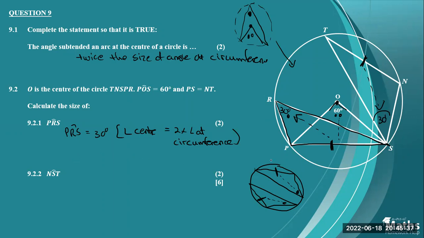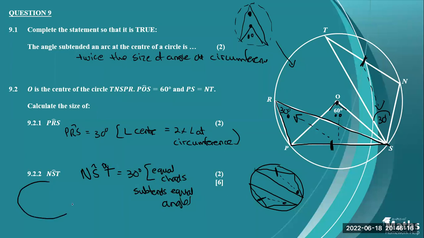Because equal chords subtend equal angles. Subtends means it lies underneath. So NST will be equal to 30 degrees. Equal chords subtend equal angles.